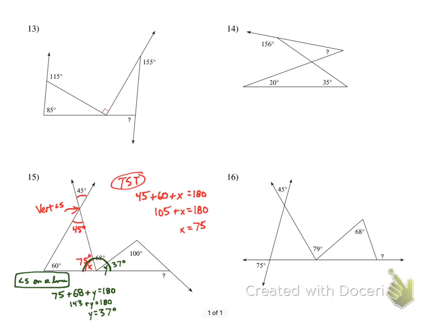Now we do have the 37 and the 100. So we could solve for this other angle right here with triangle sum theorem. All right, something like that. But I want you to notice that this angle, the question mark, is an exterior angle of this triangle.